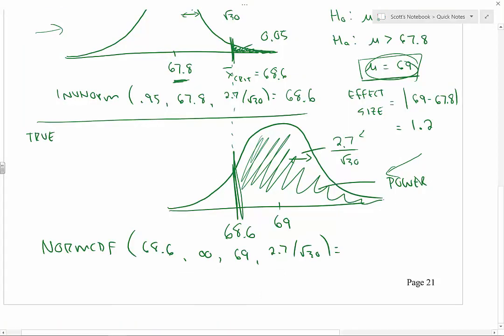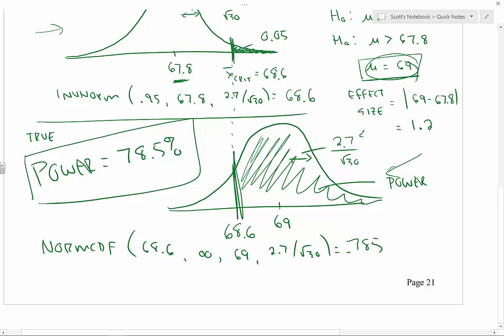So that's the area, 0.785. Basically the power of my test is 78.5%. So if this assumption is true, if the heights of soccer players are really 69 and not the 67.8, then there's about an 80% chance that I'm going to correctly reject the null hypothesis and conclude that soccer players are actually taller. There's a 20% chance, so one time out of 5, I'm going to incorrectly fail to reject. So that's how you calculate power.